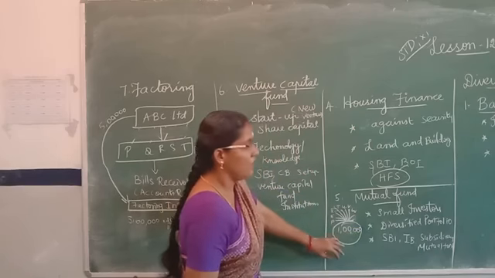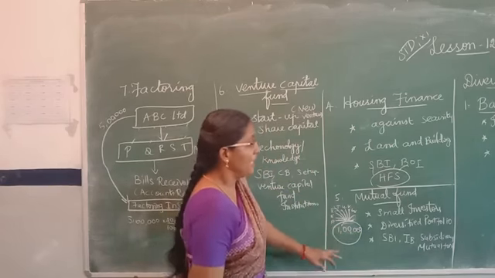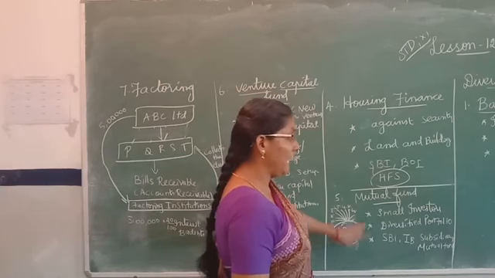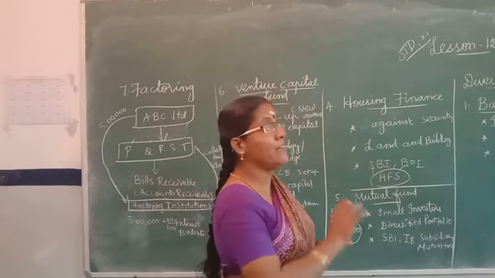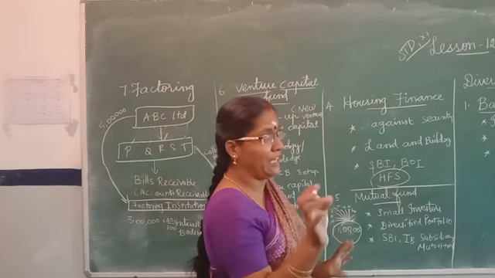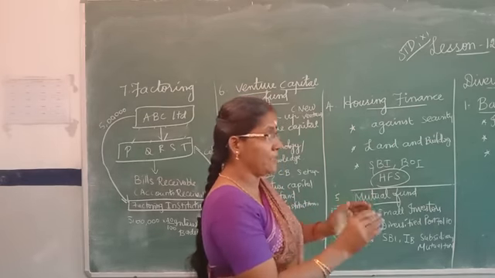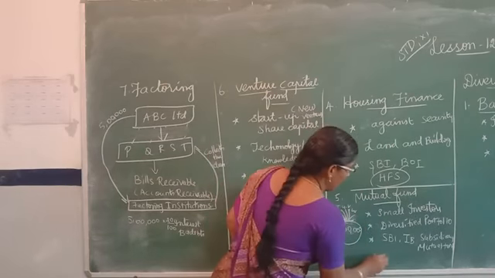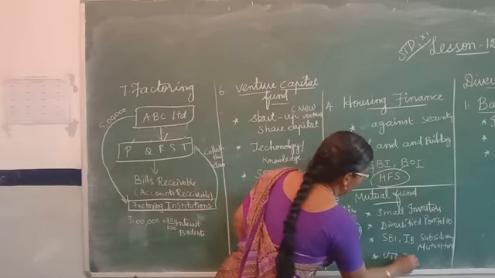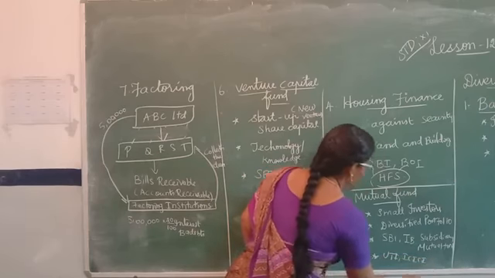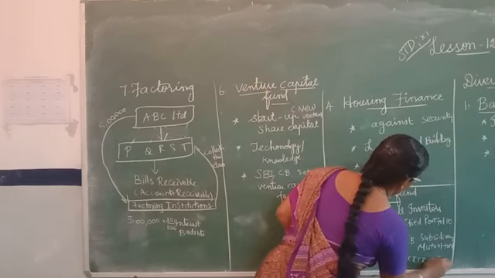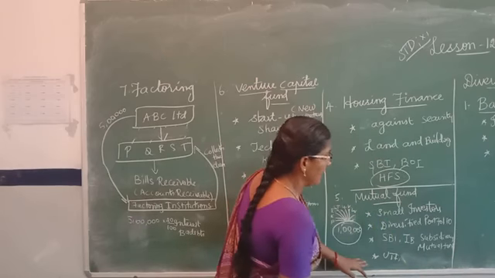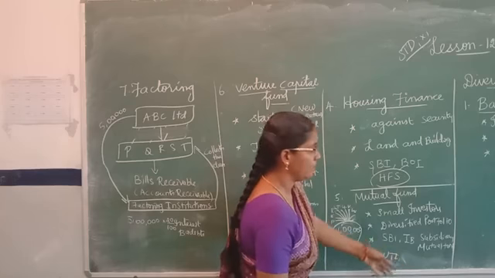So what is the meaning of mutual fund? This small investors' collected money will be deposited in a diversified portfolio. Diversified portfolio means we are going to deposit the amount in different funds. What are the mutual funds? UTI, then ICI, LIC also has a mutual fund. UTI is a mutual fund. Then a lot of various mutual funds are there.